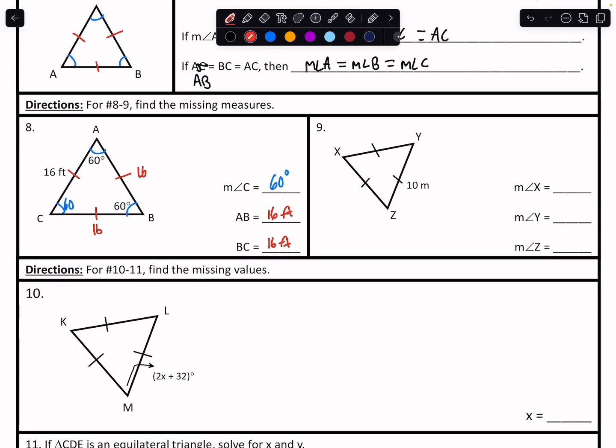Number 9, this time they are telling you that it is equilateral by giving you three congruent sides. But notice they don't want you to use the 10. They just want you to find the angle measures. Well, what's 180 divided by 3? 60, 60, and 60. All three angles in an equilateral triangle will always be 60 degrees.